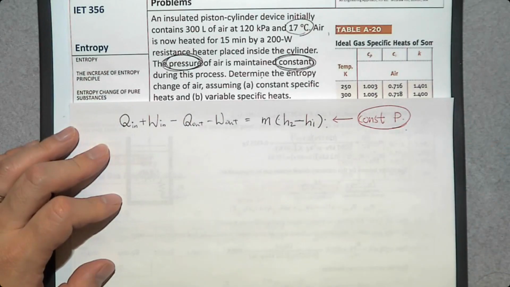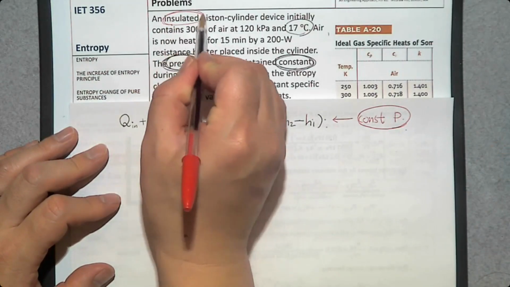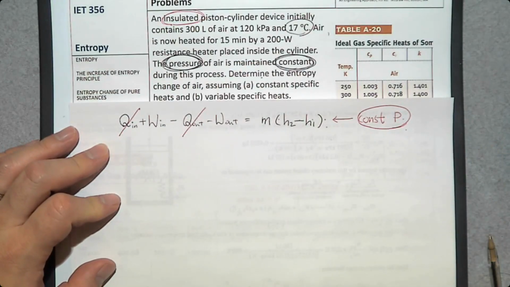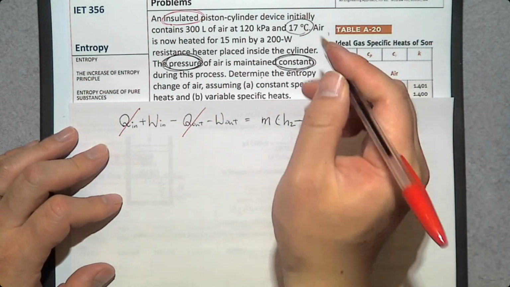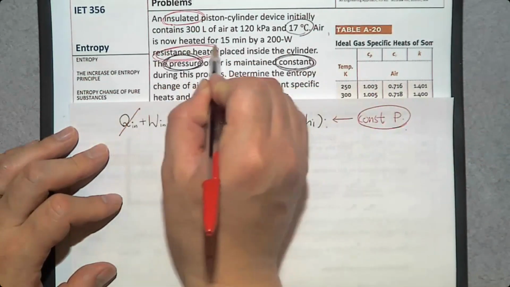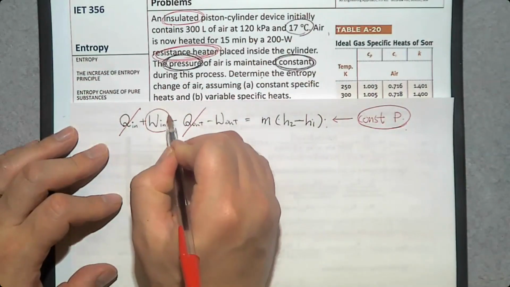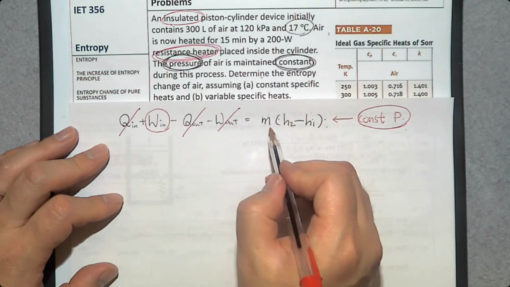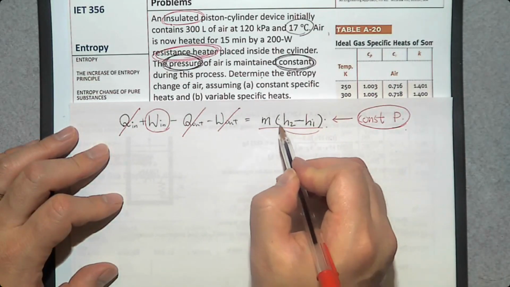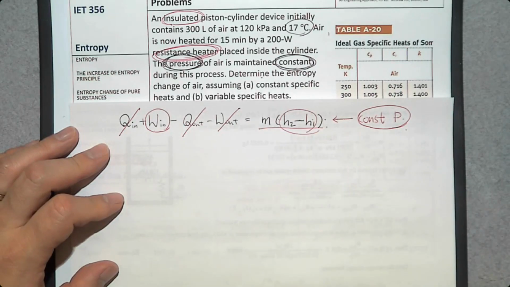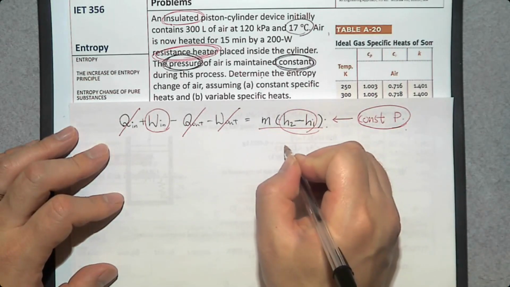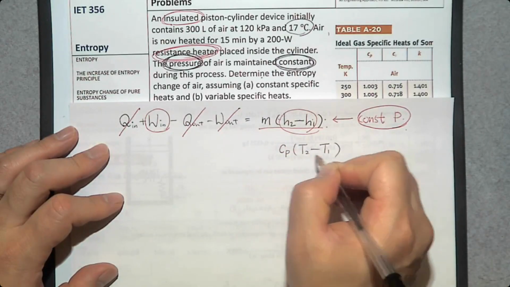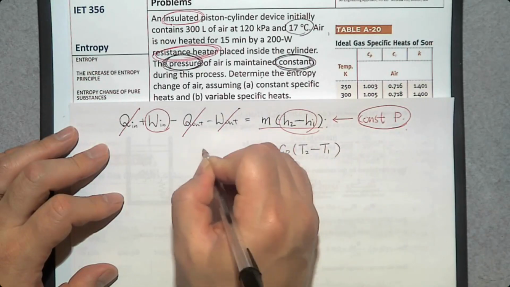Then it says that it is insulated, so we neglect heat transfer crossing its boundary, and there is a resistance heater. It's going to provide energy to the system, that is this W, and there's no W out. Then how can you determine mass times H2 minus H1? H2 minus H1 can be determined by specific heat, T2 minus T1 times mass. It's going to be W in.